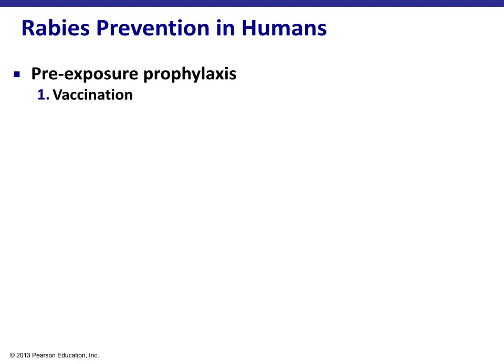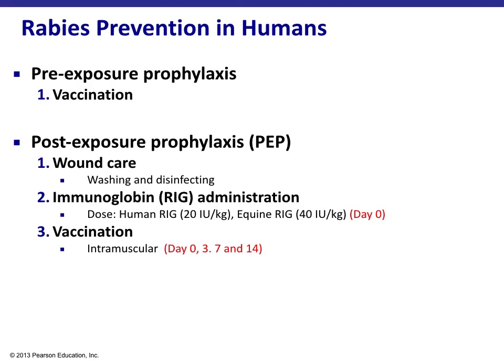So rabies prevention in humans is by pre-exposure prophylaxis, so you can be vaccinated against rabies, and usually veterinarians and doctors and people working in the field with animals, they are typically vaccinated against rabies. Then we can get post-exposure prophylaxis, which is composed of wound care, immune globulin, and vaccination. And these are the schedules as they are applied in South Africa.